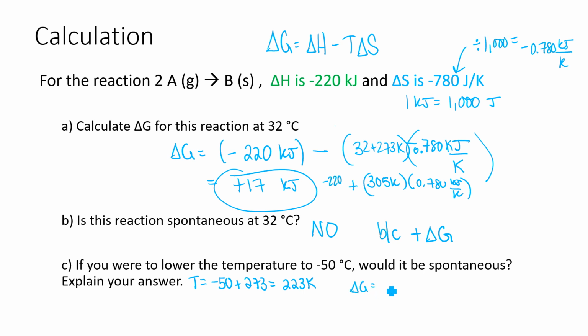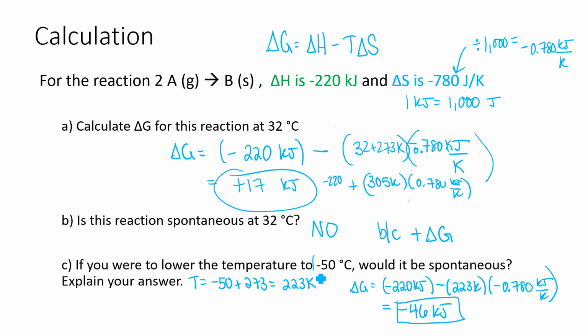So if we go and find the delta G, it's negative 220 kilojoules minus 223 Kelvin times negative 0.780 kilojoules per Kelvin. And if you stop and solve here, you get the answer of negative 46 kilojoules. So we'll see that at negative 50, the reaction is spontaneous now. And the reason we know is because it's got a negative delta G value. So here's an example of a reaction that is spontaneous at low temperatures, but not spontaneous at high temperatures. And we can calculate that delta G to figure out the spontaneity.